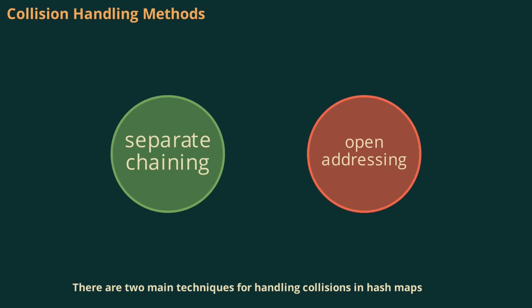There are two main techniques for handling collisions in HashMaps: separate chaining and open addressing. Java's HashMap uses separate chaining, where each bucket contains a collection of entries. Open addressing, on the other hand, tries to find another empty bucket for the new entry. While both methods have their pros and cons, separate chaining is preferred in Java for its simplicity and effectiveness.